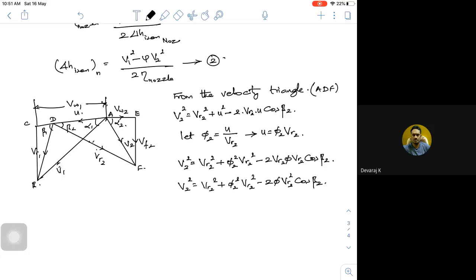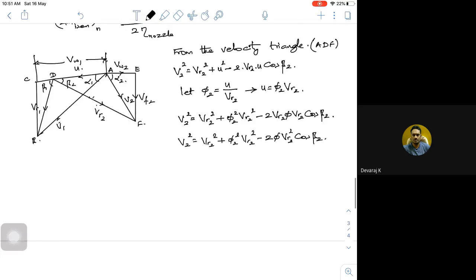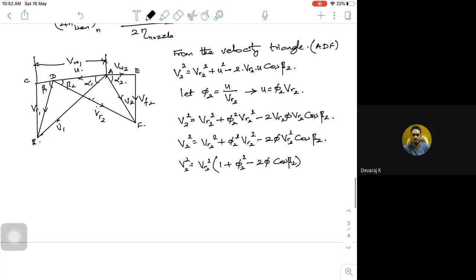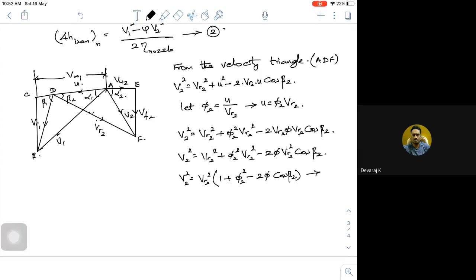Okay. Now I can take VR2 square outside. So V2 square is equal to VR2 square outside, this will become 1 plus phi 2 square minus 2 phi cos beta 2. Okay. I am calling this equation number 3.